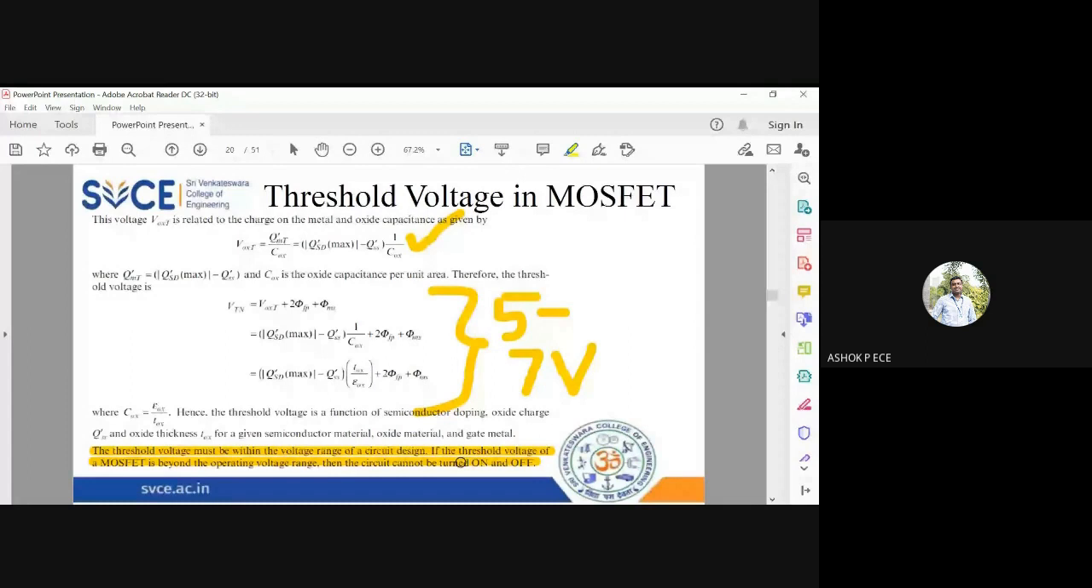Threshold voltage, as I said, is the minimum voltage required to turn on or turn off your device. So that voltage should always be within the operating range of your MOSFET. So you have to ensure that the VTN calculation is always within the operating voltage range of the circuit design. If it is going out of the operating voltage range, then the circuit cannot be turned on or turned off. So there is no use in computing the threshold voltage of the MOSFET and turning it on or off. Okay, you have to be very, very careful on that aspect.